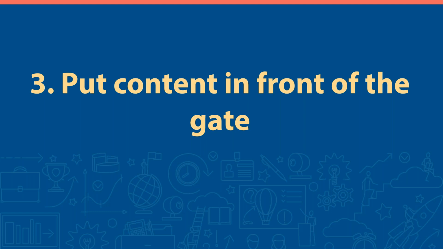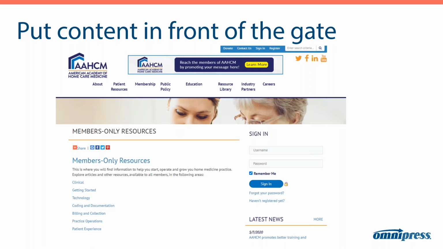Number three, our third quick win, is putting enough content in front of the gate. So obviously, we like to password protect our most valuable content, reserving it for members, which strategically absolutely makes sense. But we still need Google to find that content and serve it up in search results so that non-members can find it and have a reason to consider joining.